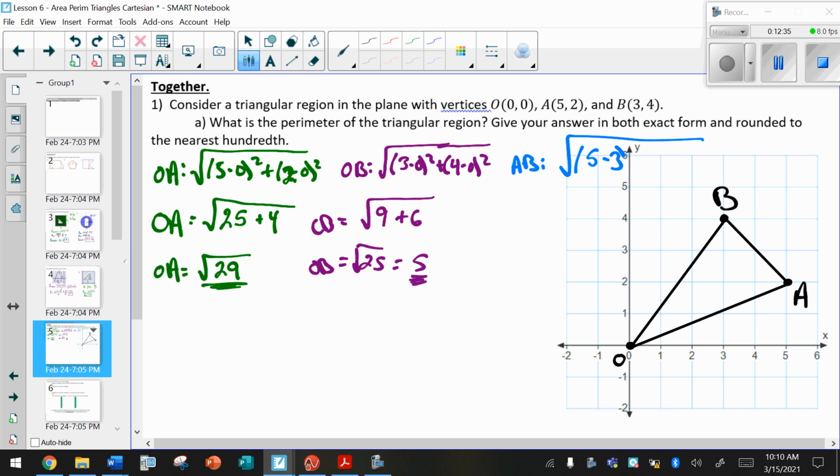X2 minus X1 squared plus Y2 minus Y1 squared ends up 5 minus 3 is 2, squared is 4. 2 minus 4 is negative 2. Negative 2 squared is positive 4. 4 plus 4 is 8. So AB is radical 8.